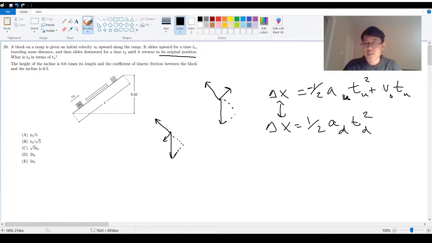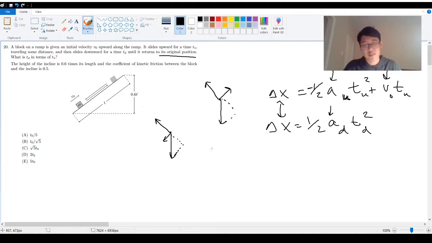But there comes an issue with this v0. We don't really know what this v0 is. Before we go any further, what we can do is actually reverse this equation. What I mean by that is, pretend that the block is already up the ramp and going down the ramp, but the acceleration is not the acceleration going down, rather it's the acceleration going up.